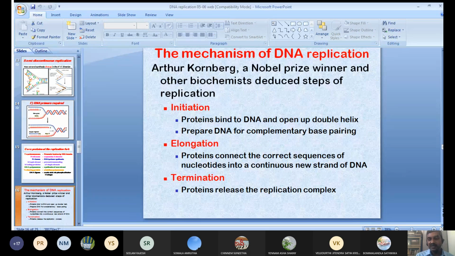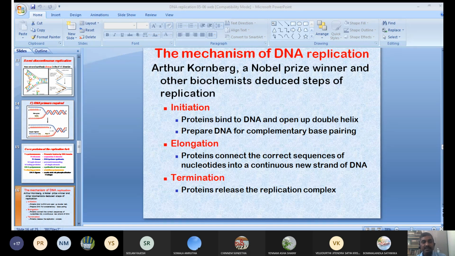Okay, so what is the mechanism of DNA replication? In the yesterday class, I told you what the mechanism is. So the mechanism of DNA replication was invented by Kornberg, and then he got the Nobel Prize for the invention of the steps involved in the replication process. So basically he said that the DNA replication process has three major steps. One is called initiation, elongation and termination. So these three steps we can see.